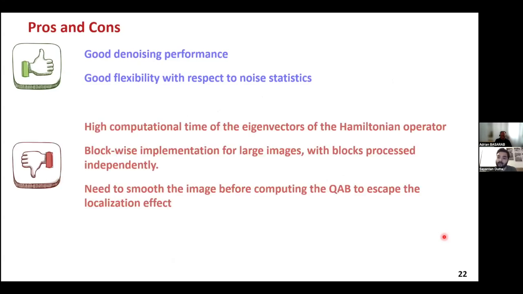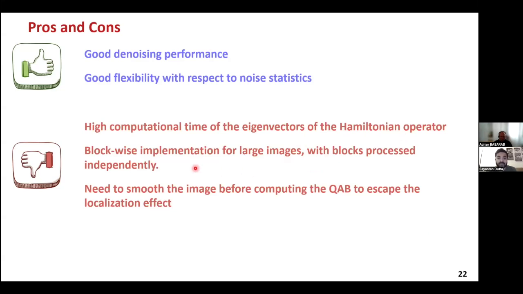First, the high computational cost of the eigenvectors from the Hamiltonian operator, because if we have a large image, let's say of size n by n, then the respective Hamiltonian operator will be of size n squared by n squared. So the respective computational cost increases exponentially with the size of the image. So that is a very big challenge.